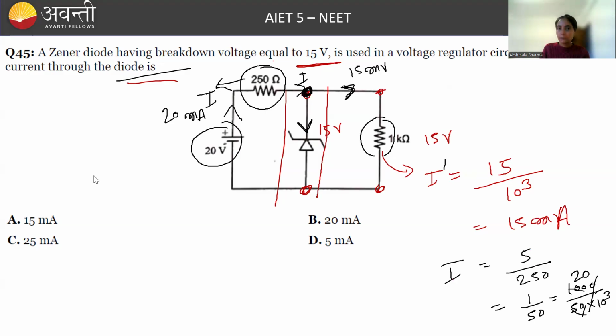Here 20 milliampere is coming. Sorry, millivolt again I have written. Blunder. So here 15 milliampere is going, so here 5 milliampere will go. So the correct answer will be what? D. Done.